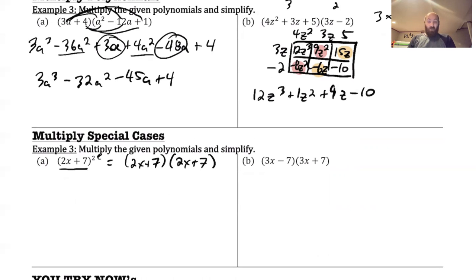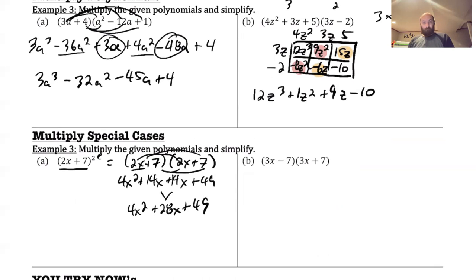Okay. When I do this, I'm going to take 2x times 2x, 2x times 7. So it's going to be 4x squared plus 14x. 7 times 2x is going to give me a positive 14x again. 7 times 7 is a positive 49. Put these together and I get 4x squared plus 28x plus 49.